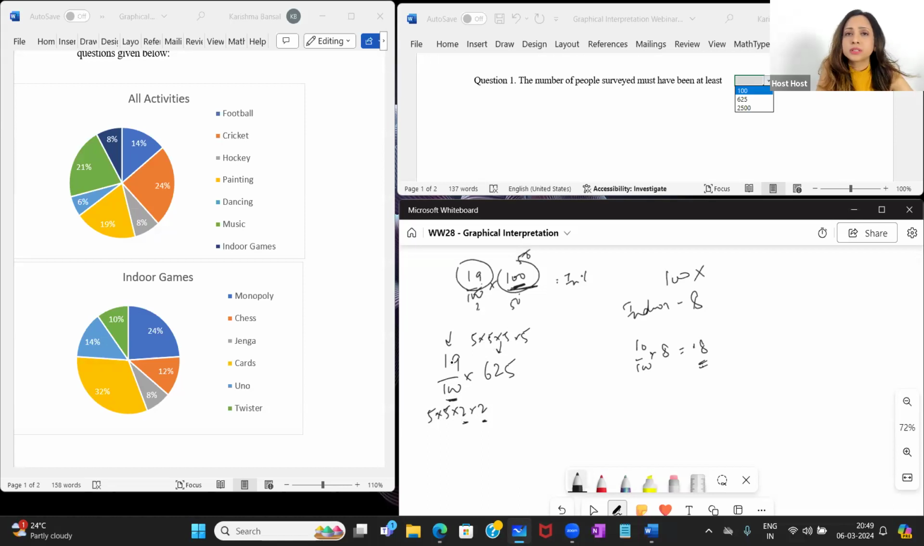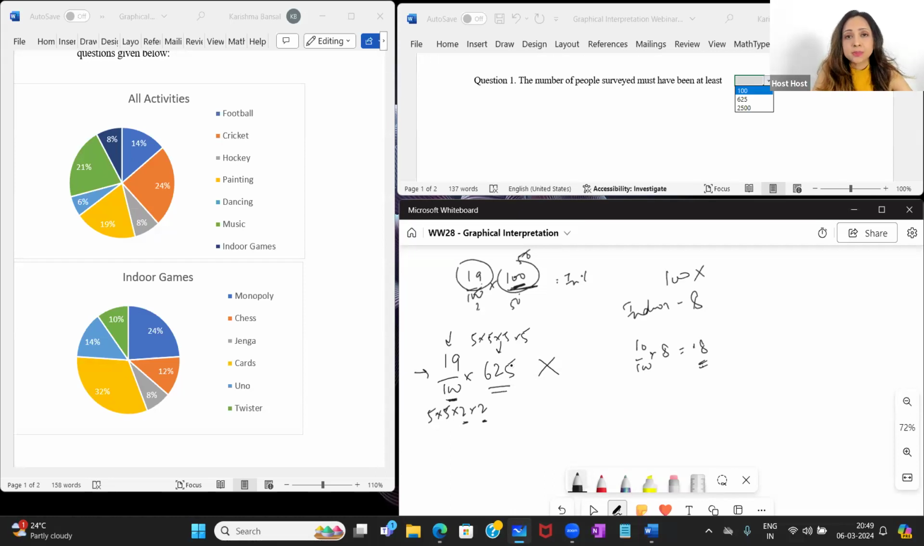Of course, this is a prime number. It doesn't have a 2 at all. Then will this thing give me an integer? The 19% of 625? It'll not give me an integer, right? So again, 625 is not possible, which of course leaves me with 2500. So I know that the answer must be 2500. I say that the number of people must have been at least 2500, and I mark the answer and move on. Obviously, I don't worry about it anymore.